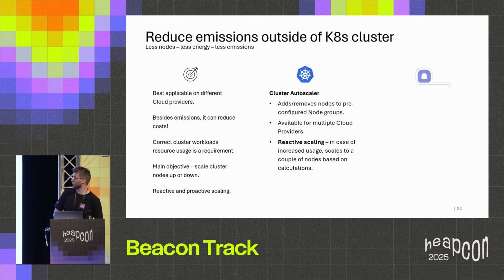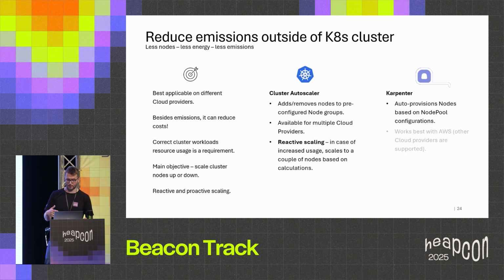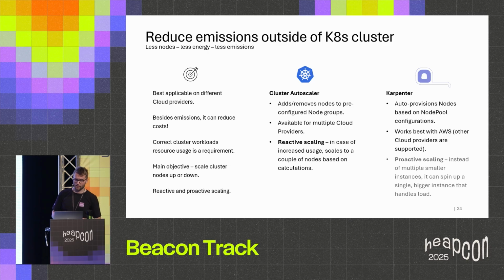On the other hand, we have another tool called Karpenter. This tool does auto-provisioning of nodes based on node pool configurations, and it does mainly proactive scaling. It works best with AWS because they developed it, but they also support other main cloud providers. But to be honest, I haven't seen the documentation about other cloud providers other than AWS. And yeah, it's doing proactive scaling. So instead of spinning up multiple instances of similar nodes, it can take this and spin up one bigger node instead of multiple smaller ones.